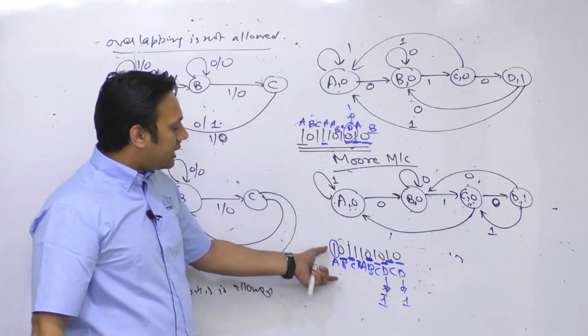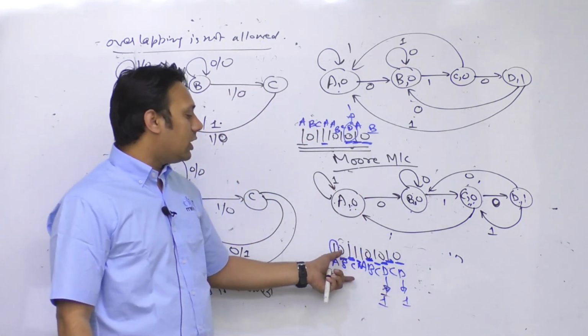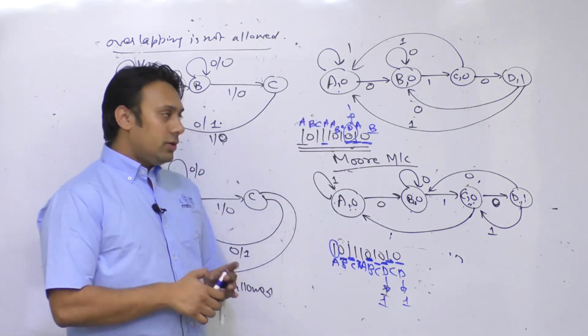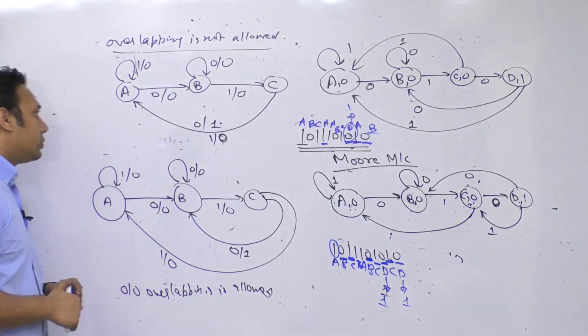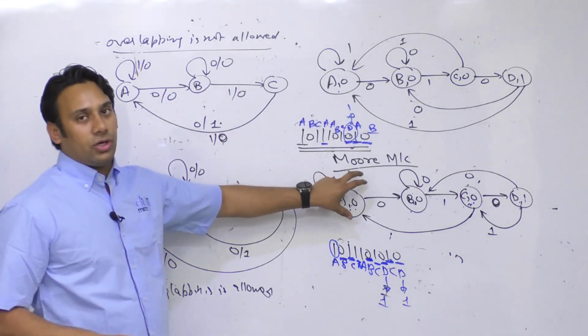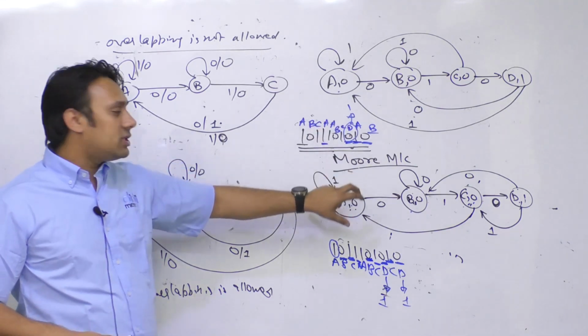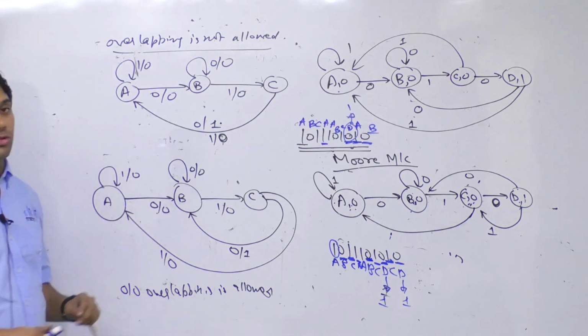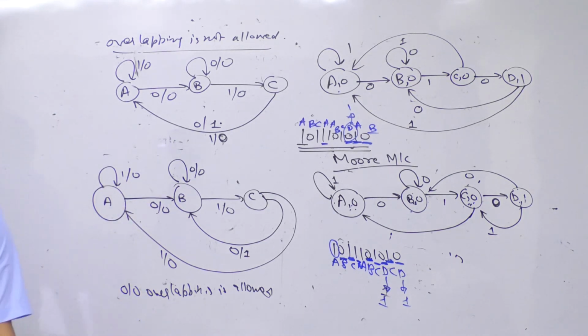So here in this diagram, if you give this input, we are producing output 1 two times, and here we are producing output 1 only one time. So this is the difference between both of them. This is representing your Moore machine, and this is representing your Mealy machine. Whenever you have a Moore machine, you are going to produce outputs in the states. Whenever you have a Mealy machine, you are going to produce output in the transitions. Is it clear?